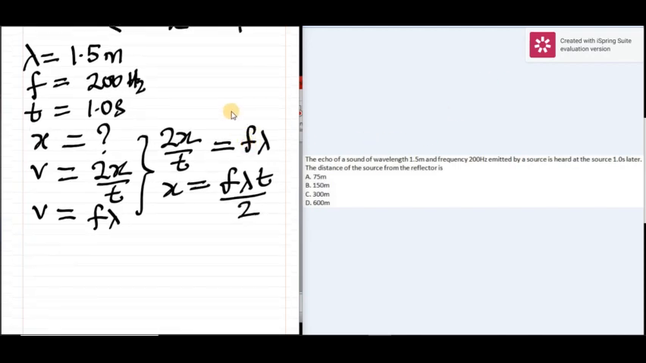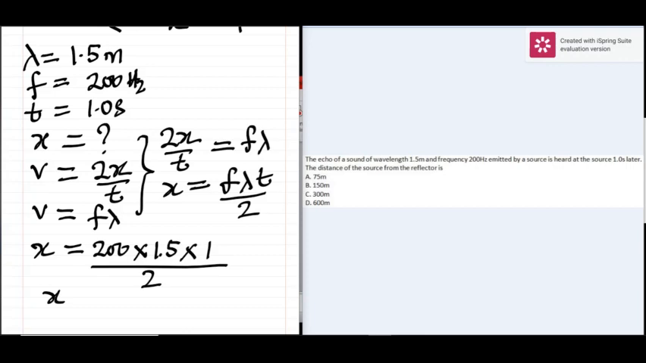We substitute the values to find x. The frequency is 200 and the wavelength is 1.5. The time is 1 second, all over 2. Using a calculator, that will give us 150 meters. So the distance of the source from the reflector is 150 meters.